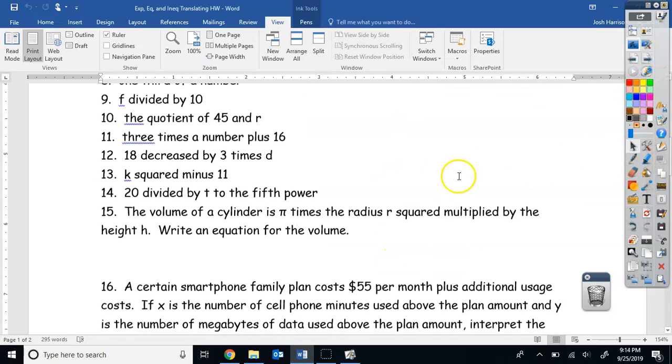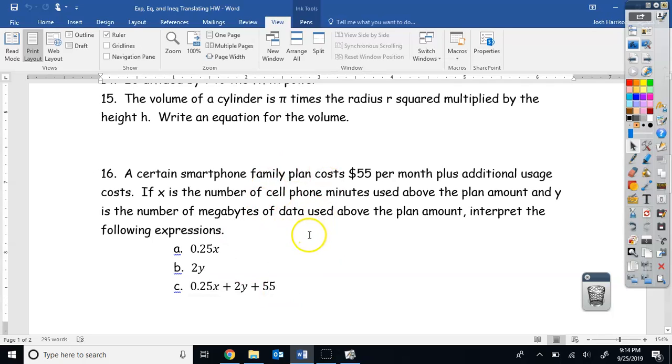It actually kind of goes with the next section a little bit with finding out some word problem stuff because of one major word that you see here. Is. The volume of a cylinder, that's volume, is means equals pi times the radius, which is r, squared, multiplied by the height.